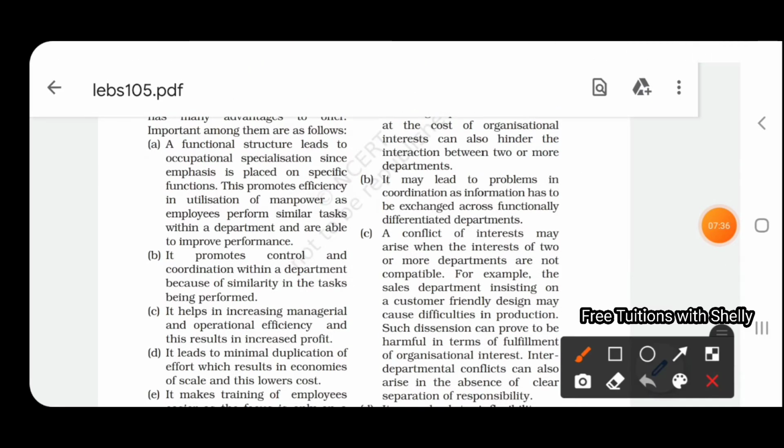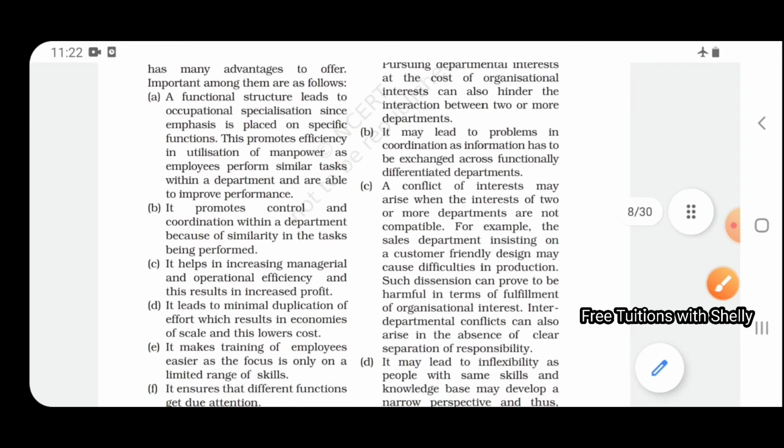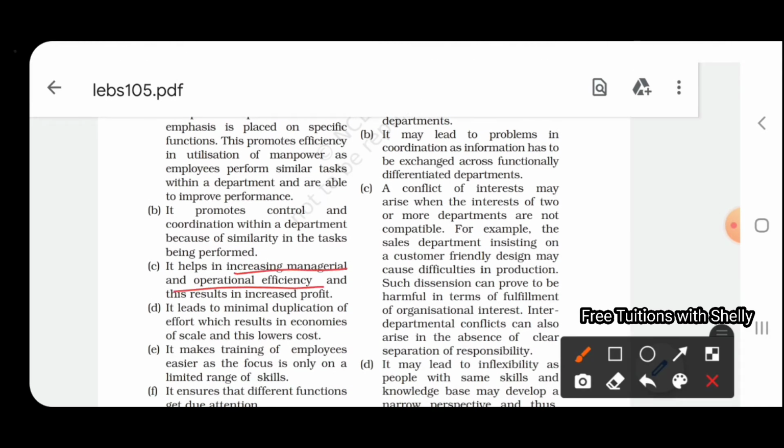Now what are its advantages? Functional structure has many advantages. It leads to occupational specialization, so each department can specialize in their activities. It promotes control and coordination among different departments. Then it helps in increasing managerial and operational efficiency, bringing out efficiency as well as results. Then it leads to minimum duplication of effort, so overload is reduced. It makes training of employees easier, because each employee is in a different department, and those departments will give them training regarding their department.